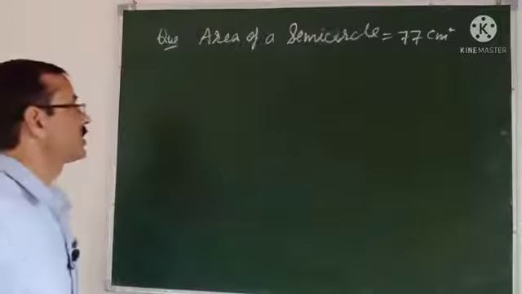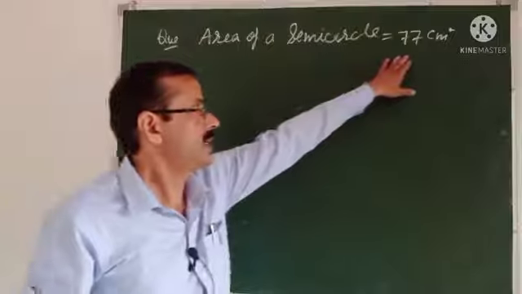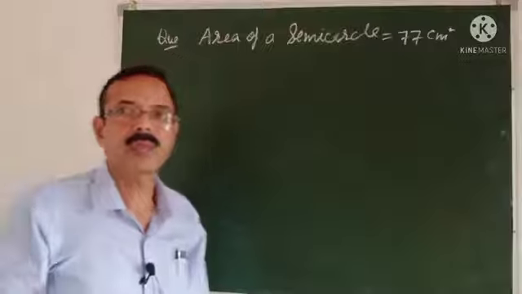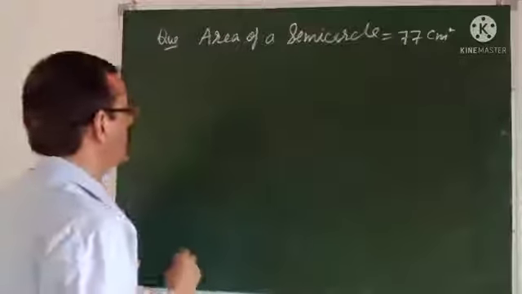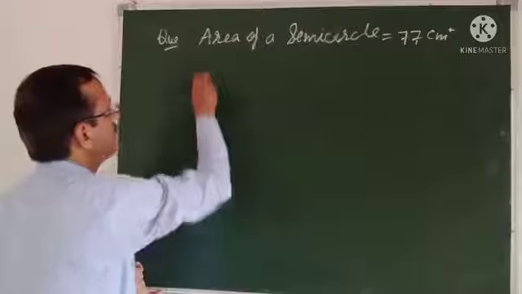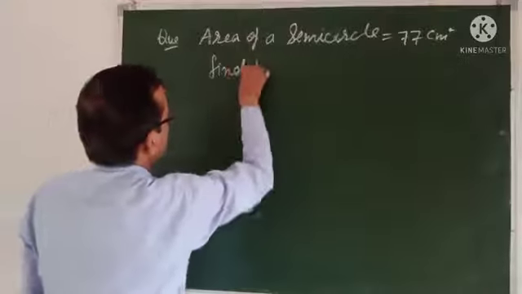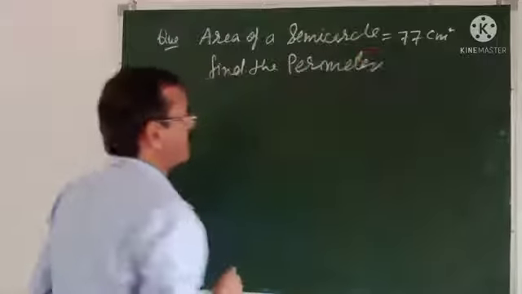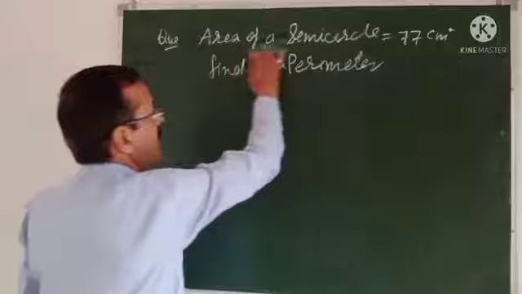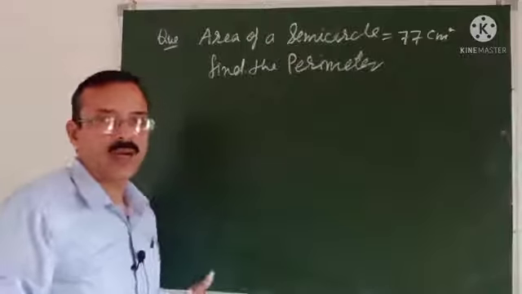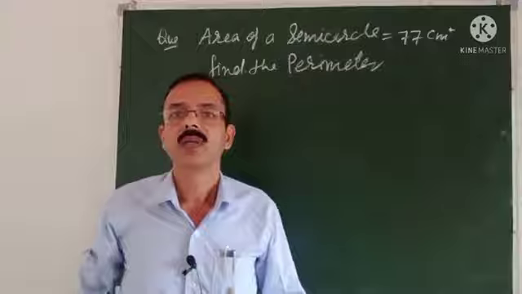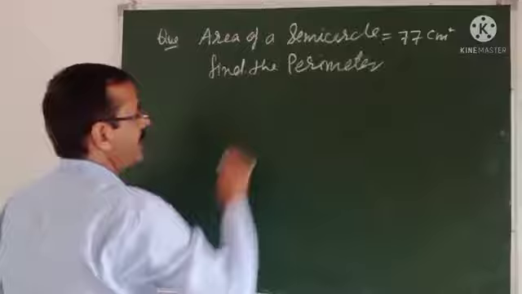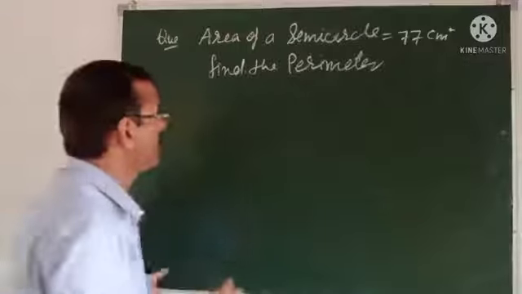Now see, in this question the area of the semicircle is equal to 77 centimeter square, and we have to find the perimeter of this semicircle. That is very simple and easy. See how you can find that. To find the perimeter, first we have to apply the area formula. If area is given, apply the area formula, and if circumference is given, apply the circumference formula. To find it, first the radius is needed, so we have to apply the area formula.